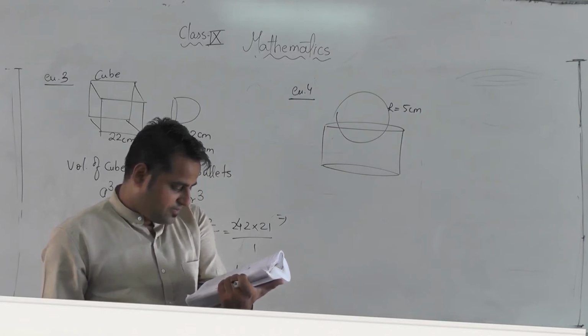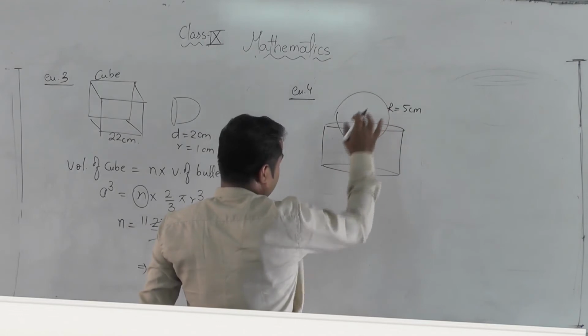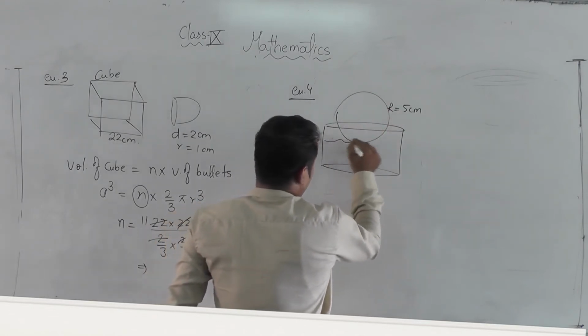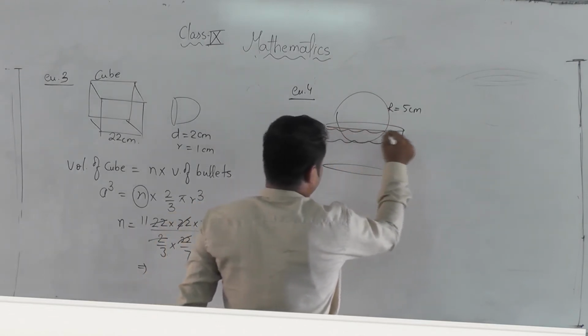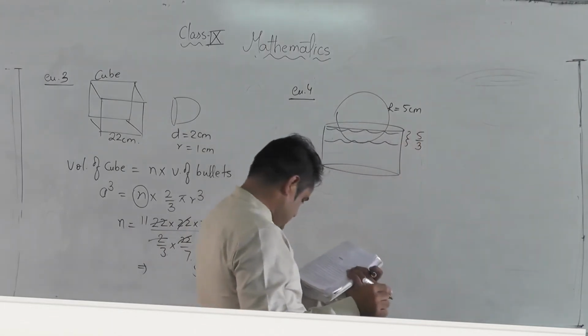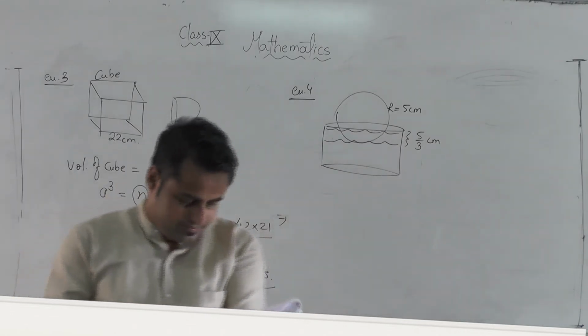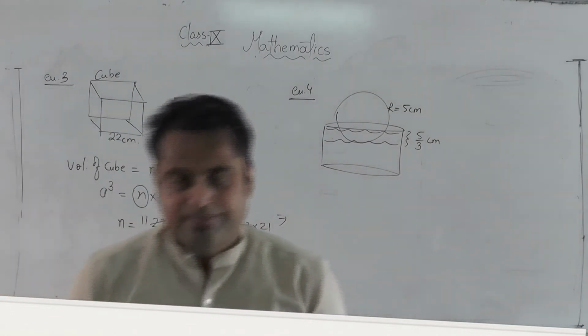And the level of water rises 5 by 3 cm and the radius of the cylinder. Now water is filled in the cylinder. When we immerse this sphere, the level of water rises by 5 by 3 centimeter. This is the height given to us. Okay. Now see.